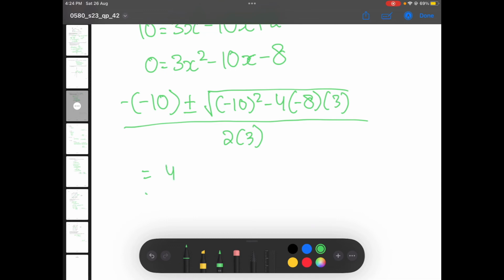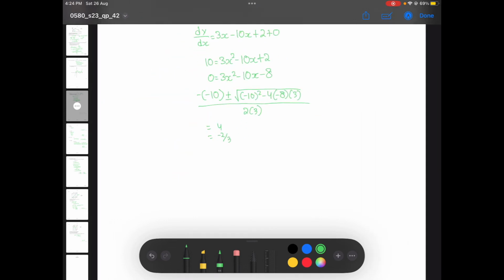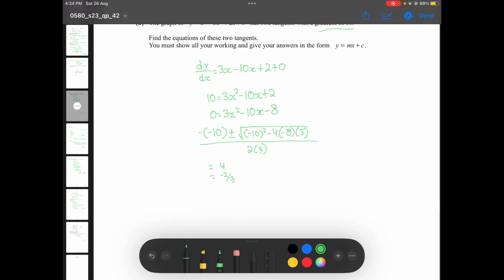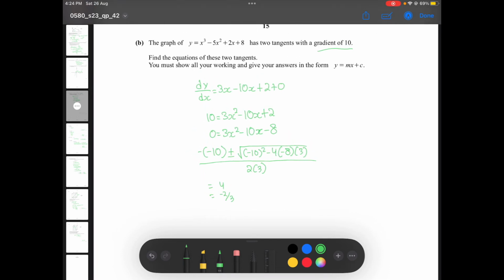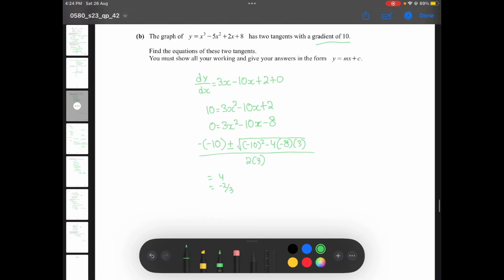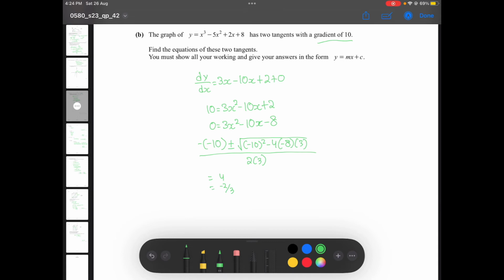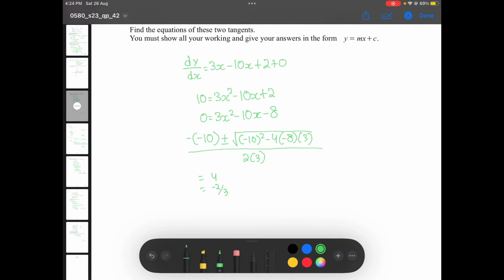So one of the values is 4, and another value, since it's going to be a subtraction, is negative 2 over 3. Alright, now from these x values you have to find the y values using our original equation, which is this one, 3x squared minus 10x minus 8. So if we substitute x is 4, 3x squared minus 10x minus 8 is 0, and x is negative 2 by 3, so 3x squared minus 10x.